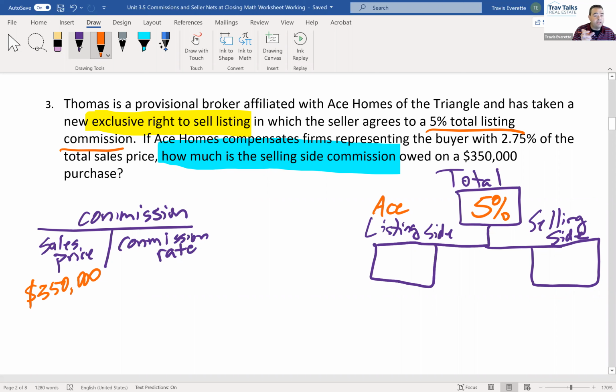And if I am working on the buyer's side, I am not listing the property, I'm selling the property, because you sell properties to buyers. So the buyer's side of the transaction is the selling side. The seller's side of the transaction is the listing side. So in this case, read it again. It says the seller has agreed to a 5% total listing commission. If Ace Homes compensates firms representing the buyer, so that's the selling firm, with 2.75% of the total sales price, so here's my 2.75 right here on the selling side.